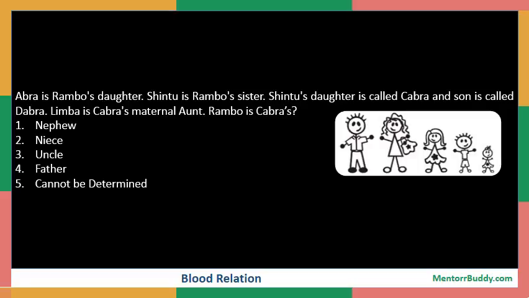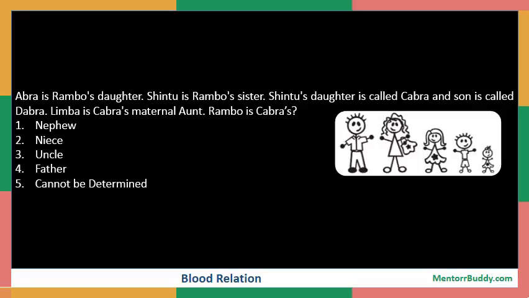We have a question based on blood relation. It says, Abra is Rambo's daughter, Shintu is Rambo's sister, Shintu's daughter is called Kabra, and son is called Dabra. Limba is Kabra's maternal aunt. Rambo is Kabra's... So as we see, this question involves multiple people. And then the question is Rambo is Kabra's. That means we have to determine the relationship between two of the persons given in the question. That is, Rambo is Kabra's what?